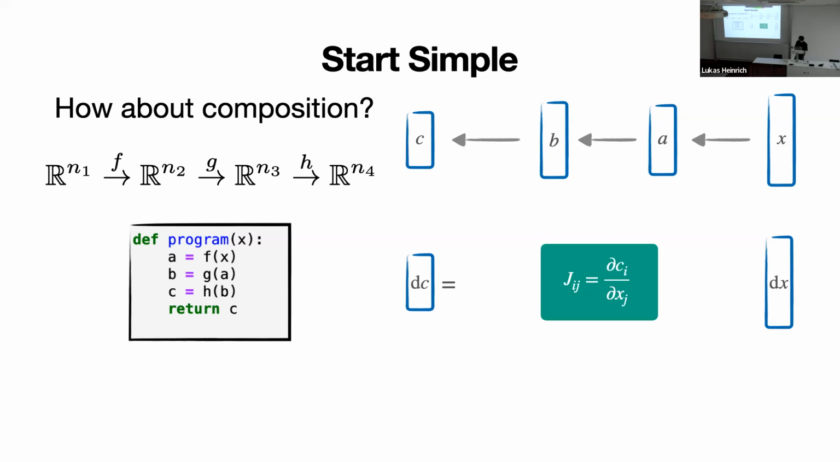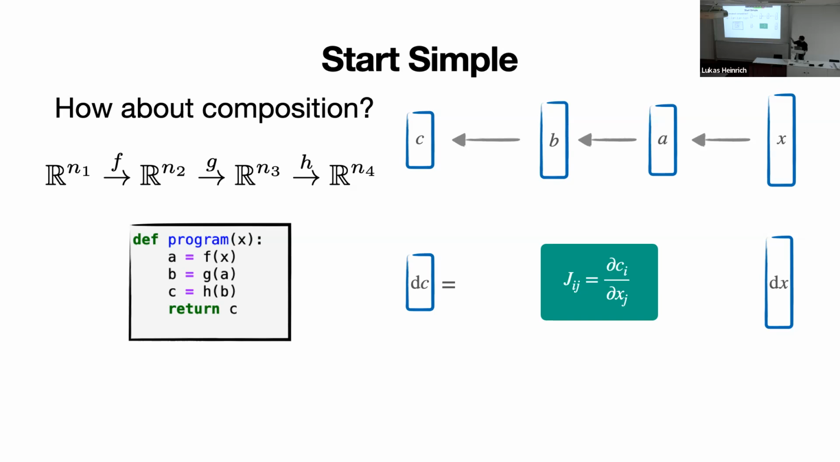In some sense, there's also just one Jacobian matrix, right? There's some output of the program, which is C, and there's some input, which is X, and there is a Jacobian matrix between the two. That's exactly what we're trying to find out: what is the differential input-output relation between the two?